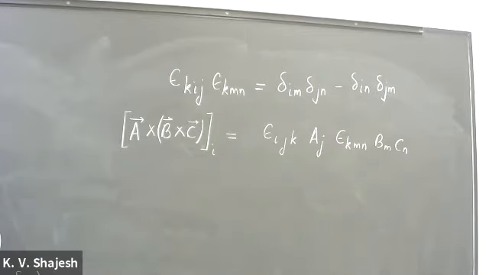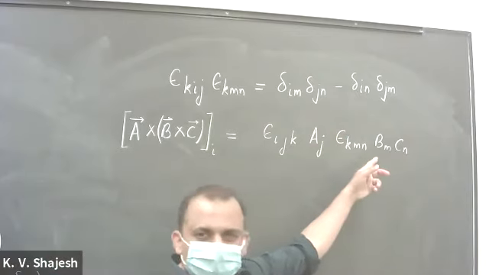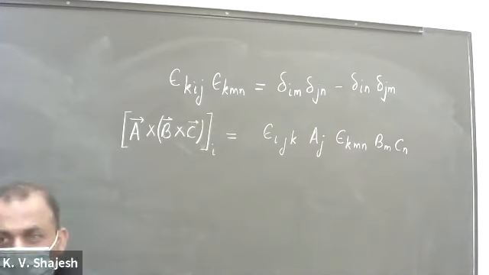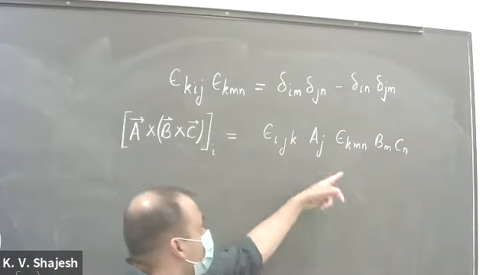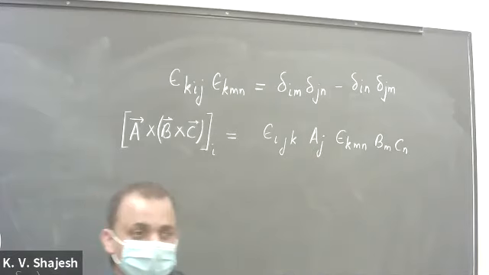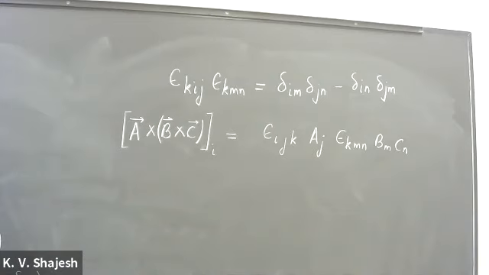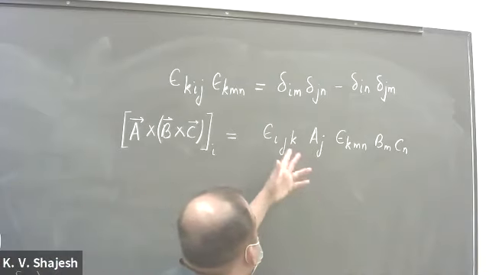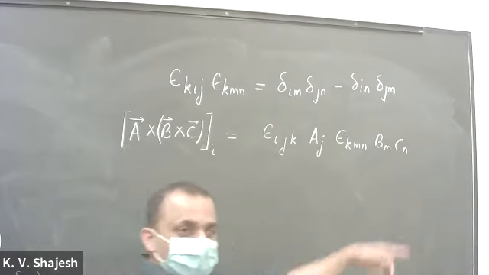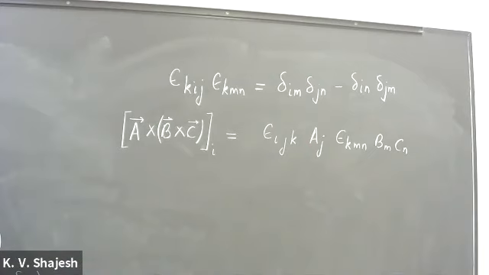What's on the right side? How many free indices are on the right side? One, there's one free index. How many dummy indices altogether? Four dummy indices, right? J is summed over, K is summed over, M is summed over, N is summed over. So four dummy indices, one free index, so it's a vector.